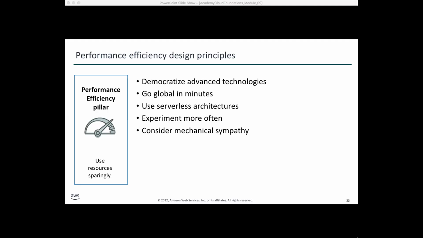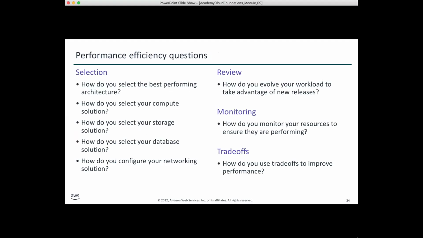So which database is best for us, right? Depending on our access pattern and other things, right? Now, the questions which fall under the performance efficiency pillar are 4, you can see: selection, review, monitoring, and trade-offs. So basically, these are the 4 best practice areas. Now, within selection, you can see, how do you select the best performing architecture, how do you select your compute solution, similarly for storage, database, or networking solution.